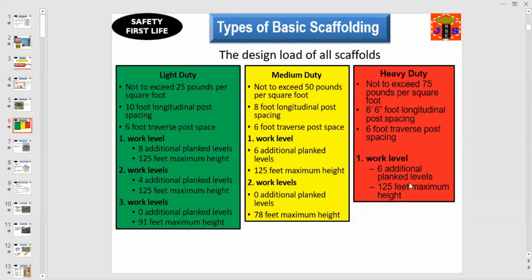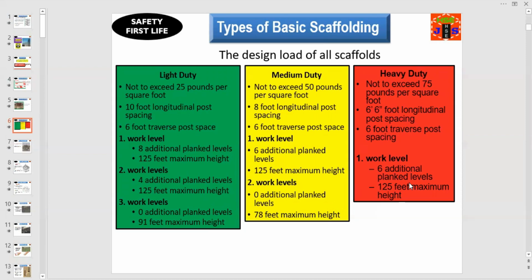Dear friends and colleagues, scaffolding has different load capacities. There are light duty, medium duty, and heavy duty scaffolds. Let us discuss light duty first. There are some conditions and limitations for a light duty scaffold. Not to exceed 25 pounds per square foot. There must be 10-foot longitudinal post spacing. There must be 6-foot transverse post spacing.